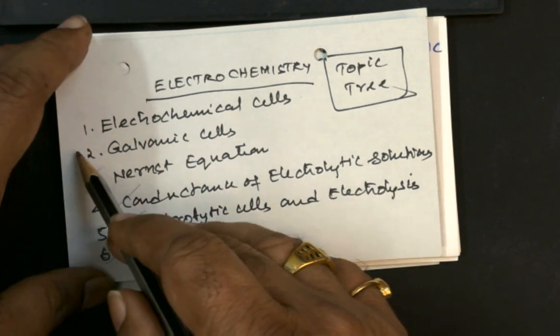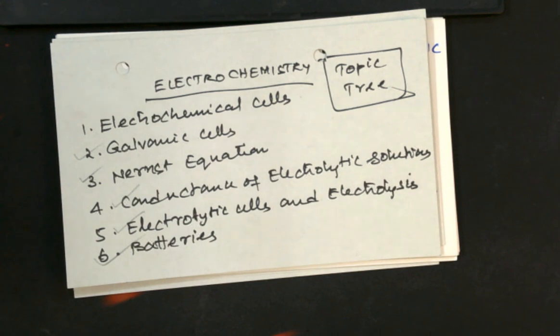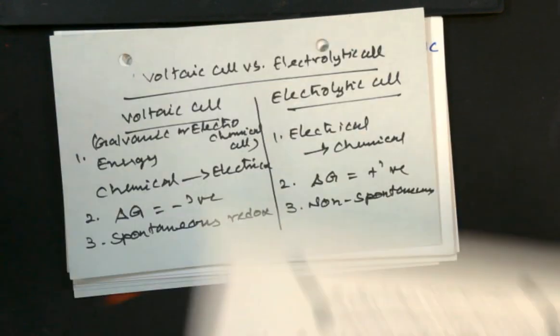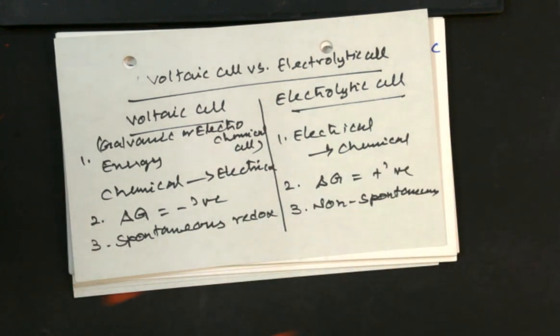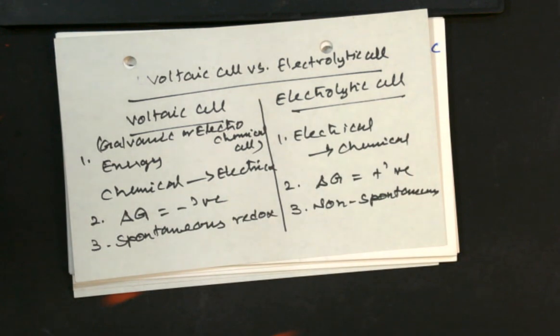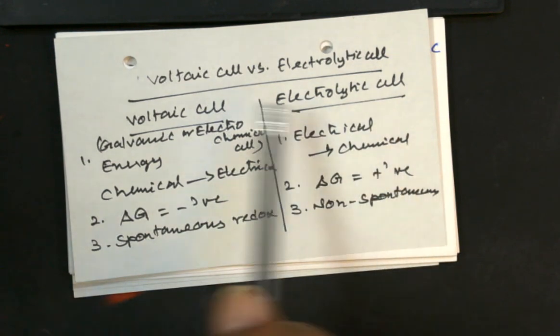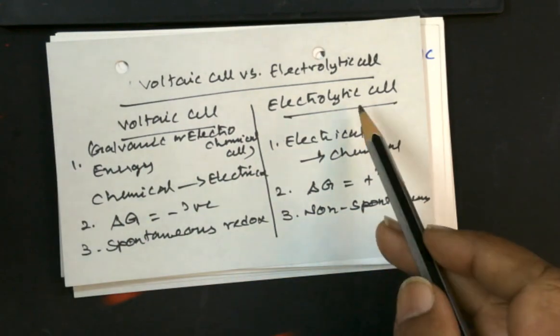Okay, and what is the difference between the electrolytic cell and the electrochemical cell? Now, consider this voltaic cell versus electrolytic cell. Make a note of it. A voltaic cell can also be called a galvanic cell or electrochemical cell, and the electrolytic cell is based on the electrolyte. Actually, there are some differences between the electrochemical cell and the electrolytic cell.